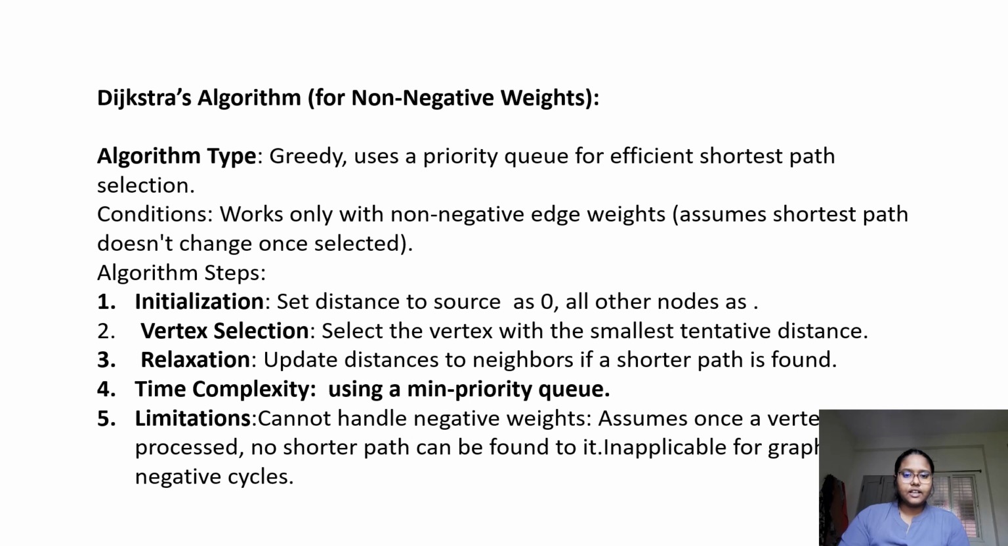Limitations: cannot handle negative weights. It assumes that once a vertex is processed, no shorter path can be found to it, so it is inapplicable for graphs with negative cycles.